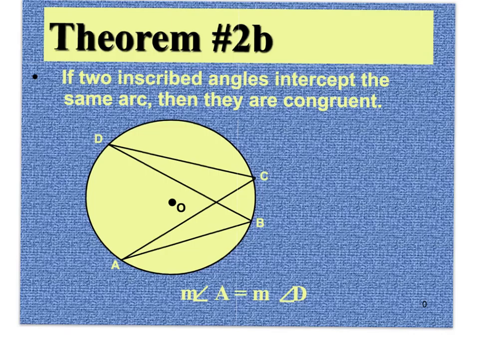So theorem 2b. If two inscribed angles intercept the same arc, then they are congruent. So as you can see here, we have angle ACD, one hairpin that's inside the eyeball. And we have another angle, ABD, so that's another hairpin inside the eyeball. Both intercept arc AD. It's the same arc, and they're equal to 1/2 the measure of their arc. These two angles are congruent.